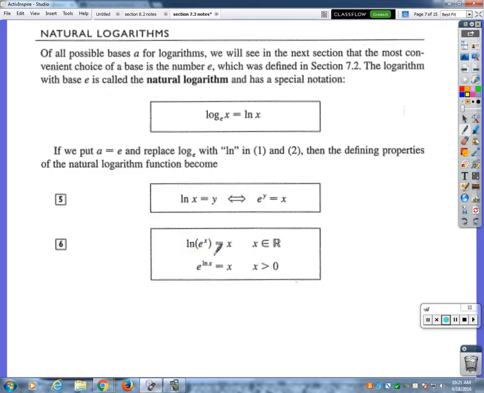So if you take the natural log of e to the x, since those are inverses of each other, the natural log and the e cancel, and you just get x. Same deal if you take e and raise it to the natural log of x power. Again, the e and the natural log will cancel each other out, and you're just left with x. This is true where x is an element of the real numbers.